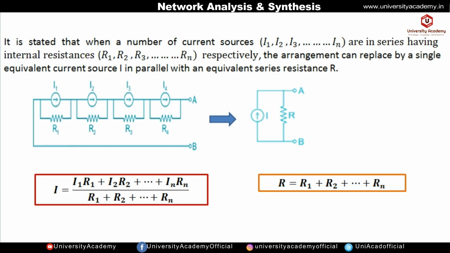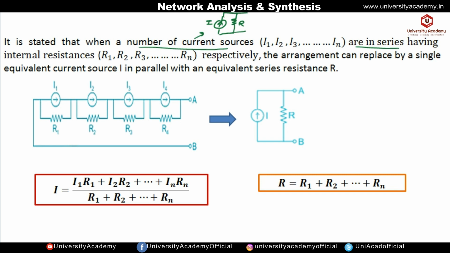Similarly, Millman's theorem is also defined when n number of current sources are connected in series. So it states that when a number of current sources, that is I1, I2, I3 up to In, are in series, having internal resistances R1, R2, R3 and Rn, each current source consists of a current source connected in parallel with a resistance. So this is a symbol for the current source. Here we have I1 and its internal resistance R1 connected in parallel.